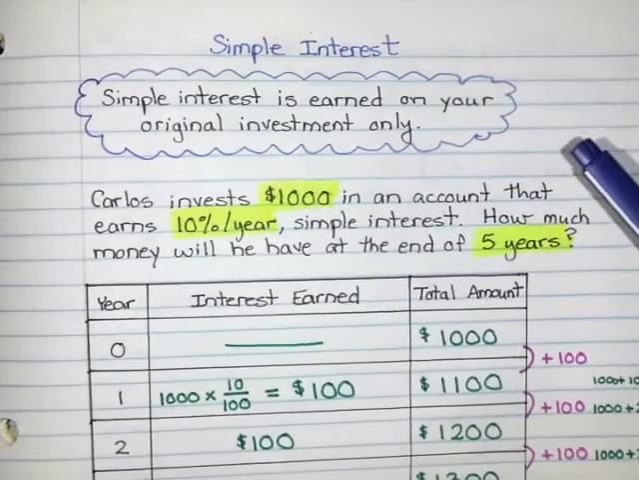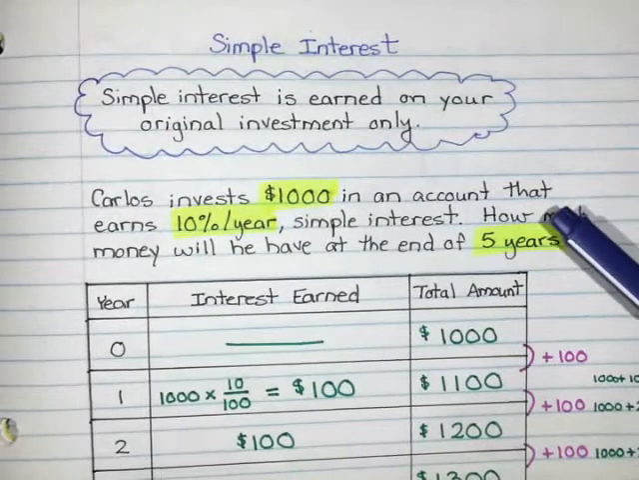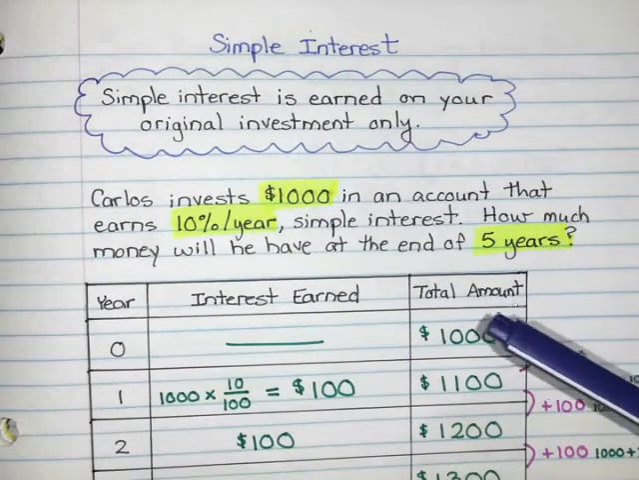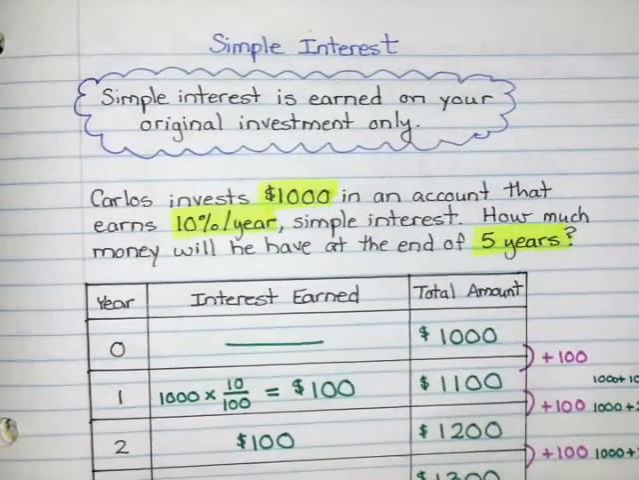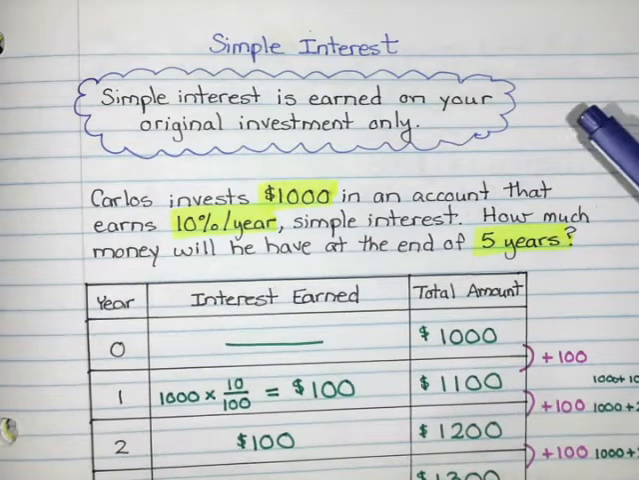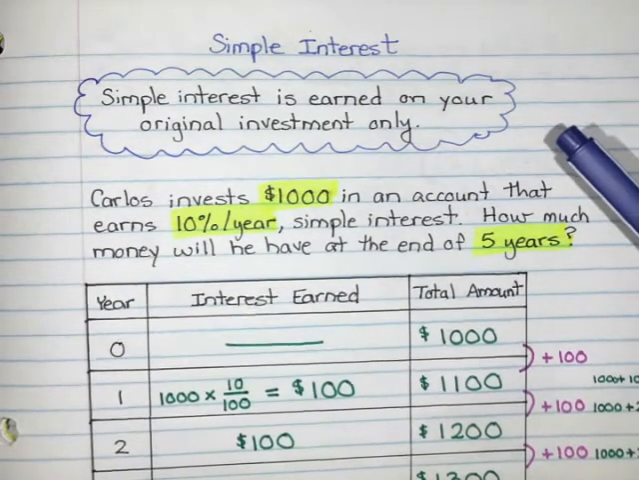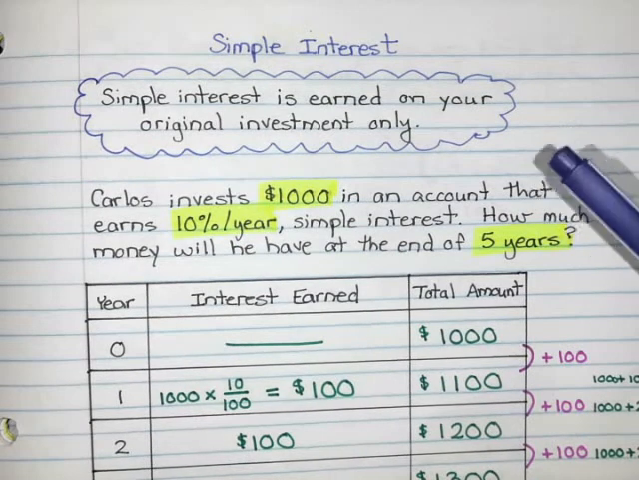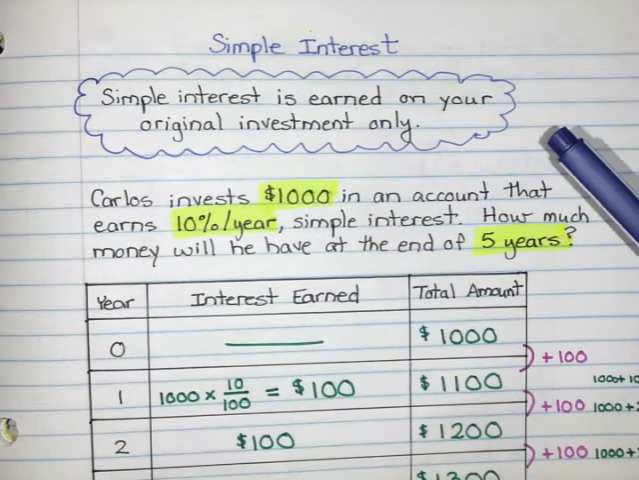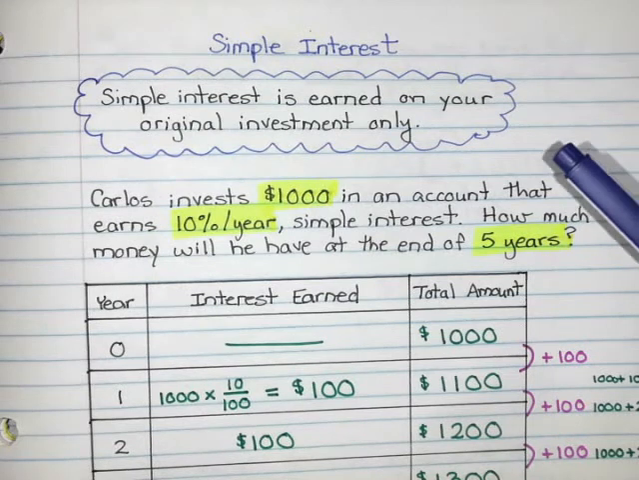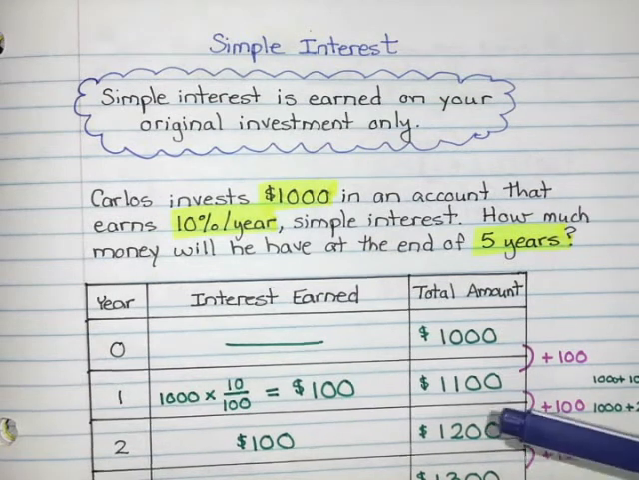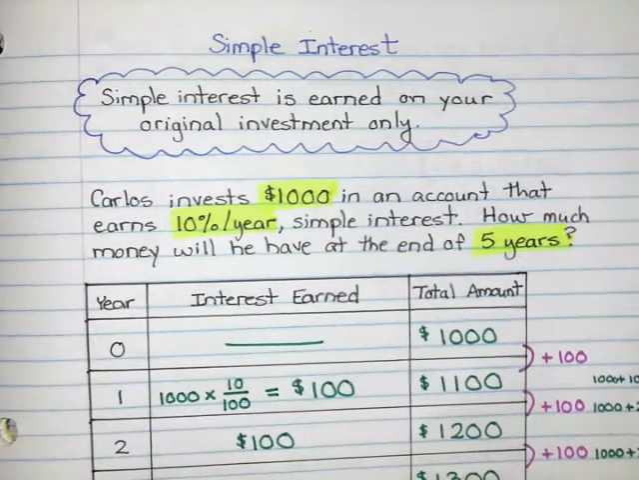Interest is money that you earn for putting your money in a bank, or money that you have to pay if you borrow money from a bank. There are two different ways to calculate interest: simple interest and compound interest. Today we are talking about simple interest, which is interest that you earn on your original investment only. We will see what that looks like by going through a quick example.